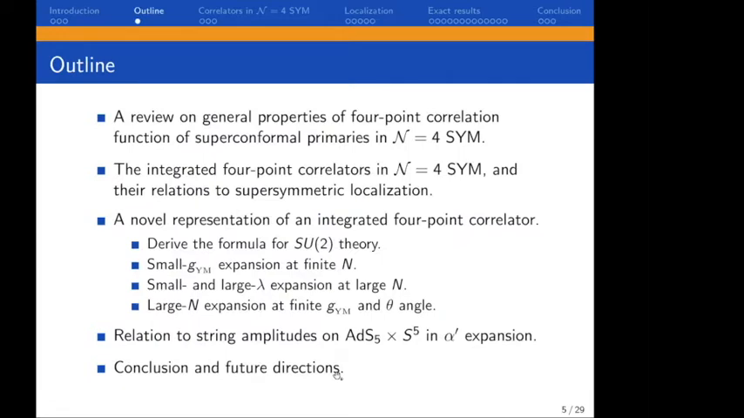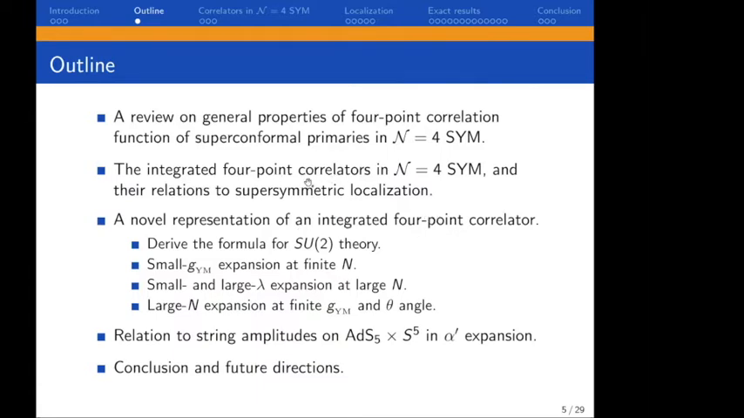Okay. So here's an outline of what we will discuss today. I will review some general properties of 4-point correlation functions of superconformal primary operators in N=4 super Yang-Mills. Then I will introduce these integrated 4-point correlators in N=4 super Yang-Mills, and in particular emphasize how this is computed from supersymmetric localization.